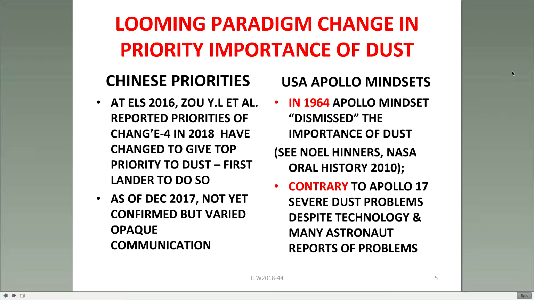Second dot point on the right-hand side is that even at Apollo 17, as Jack would verify, there were severe dust problems even after the previous missions and after all the capability of the technology at the time. Apollo 17 ended with the dust problems essentially unfinished business. Now I'll go to the next slide. Next slide, please.